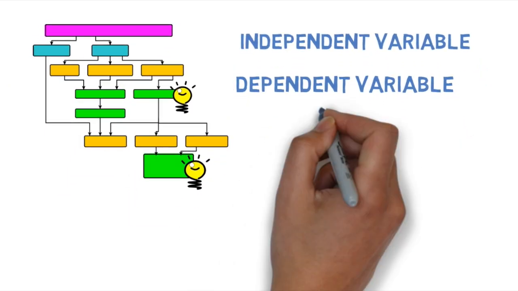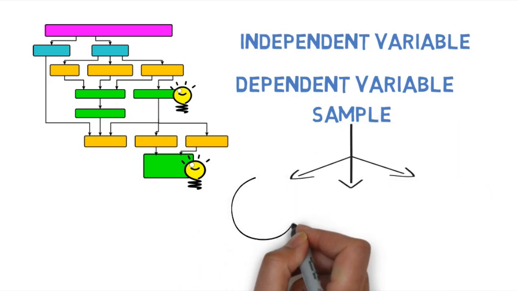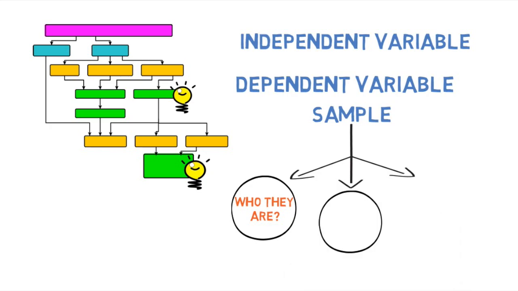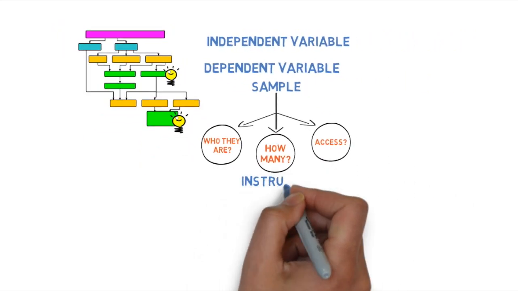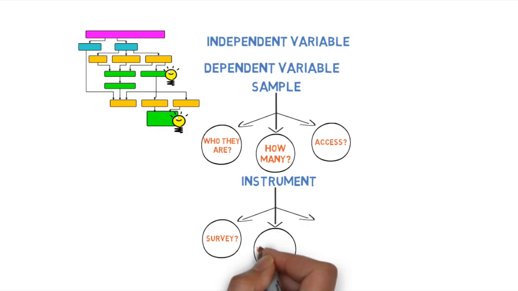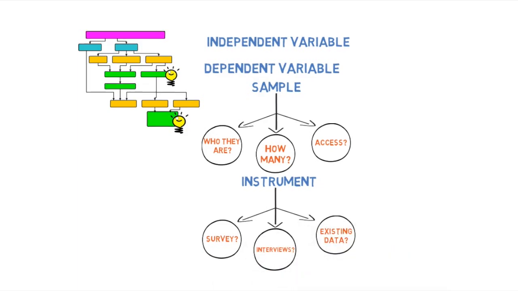Your sample, that's who you plan on testing that you have already addressed in the introduction, but now you're really going to expand on it and give detail about who they are, how many people you plan on testing, how you plan to get access to them, and the instrument that you plan to use to test. Are you going to be using a survey? Are you going to be using interviews? Are you going to be using existing secondary data? You need to outline all that for the reader.